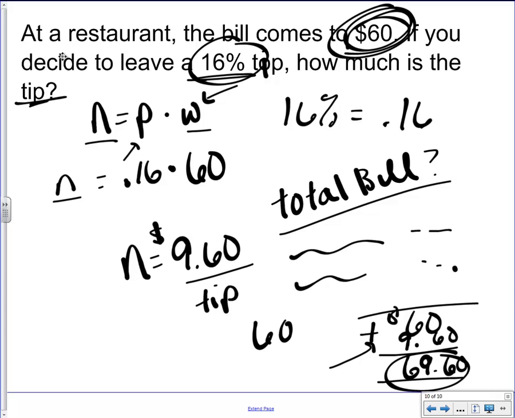Because remember that you line up the decimals. So here's my decimals. I bring the decimal down and I add. And that's how I got $69.60 as my final total bill. Total is going to be adding up the tip and the price of your bill. Okay.